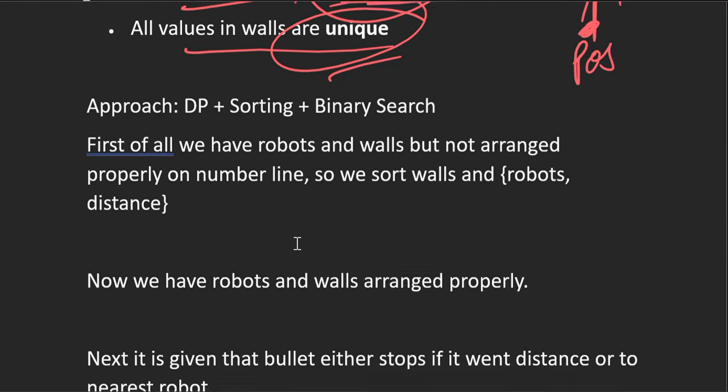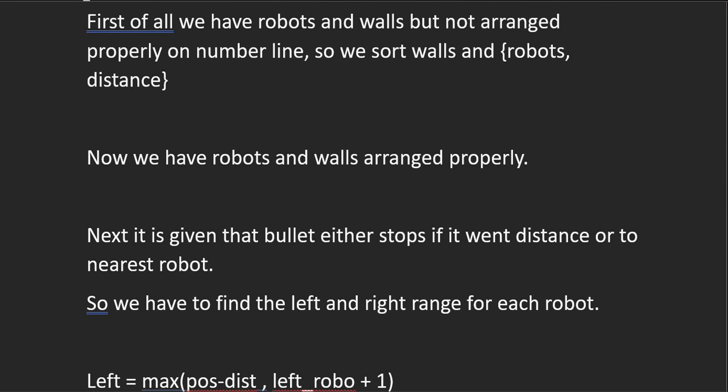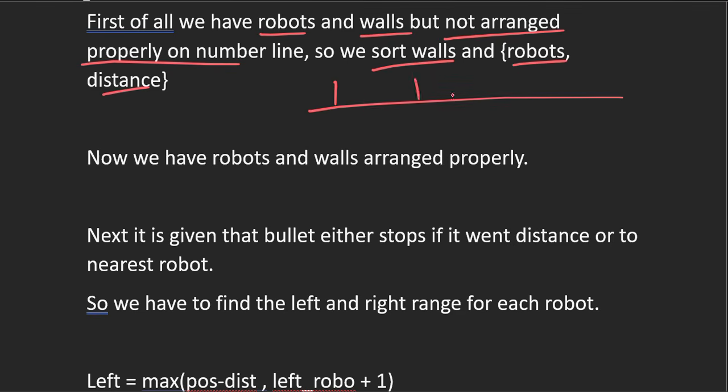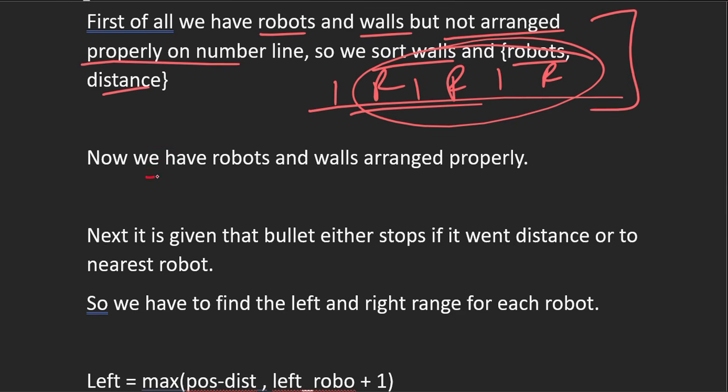So let's see the approach step by step. First of all, we have robots and we have walls, but they are not arranged properly on the number line. So first of all, we will sort all the walls and all the robots and distance, so that we arrange all the walls and all the robots on the number line properly, right? So after sorting, we have the robots and the walls arranged properly on the number line.